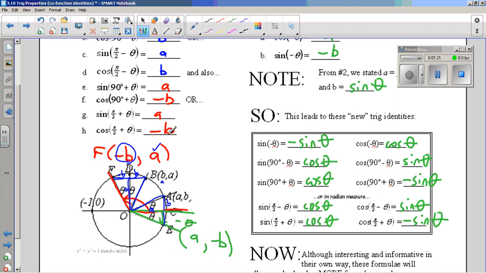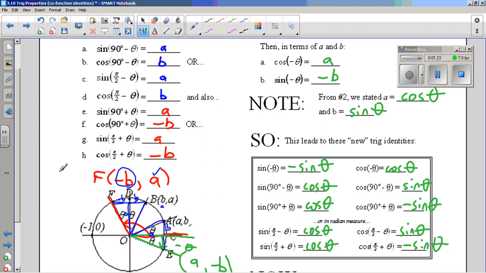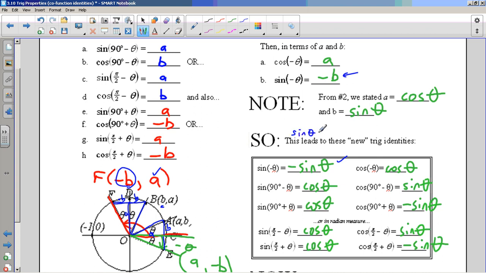All right, and so this ends up being a whole bunch of relationships that we can see. So for instance, right here, sine of negative theta equals negative sine theta. That came from this one right here, right? Because we said B was sine theta, so then sine of negative theta equals negative B, which was sine theta. So this is an identity. And in fact, if I just put the negative on the other side, what does this show? This proves, I've just proven, therefore, y equals sine theta is odd.